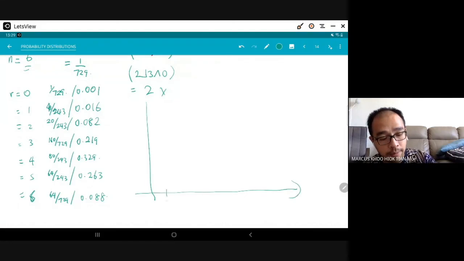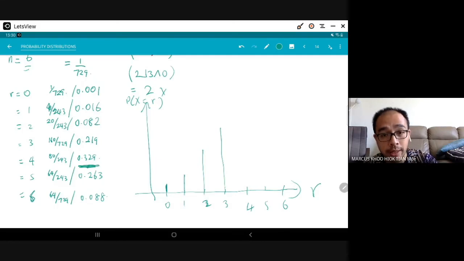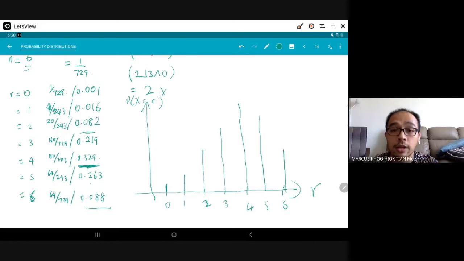Remember all our binomial distribution graphs, the axis is always the same: P(X = r) against r. 0, 1, 2, 3, 4, 5, and 6. Okay, so 0.01 is begini sajalah. This one a bit higher. It gets higher, 0.219. Highest is 0.329, which is somewhere about here. And then lepas itu dia akan berkurangan sedikit. And then 0.088 will be very low, almost the same as number 2. So your graph will be something like this.